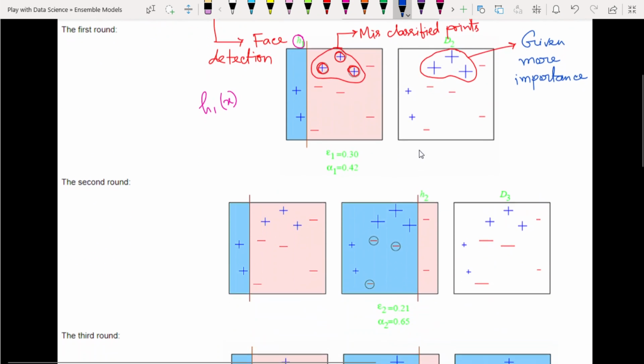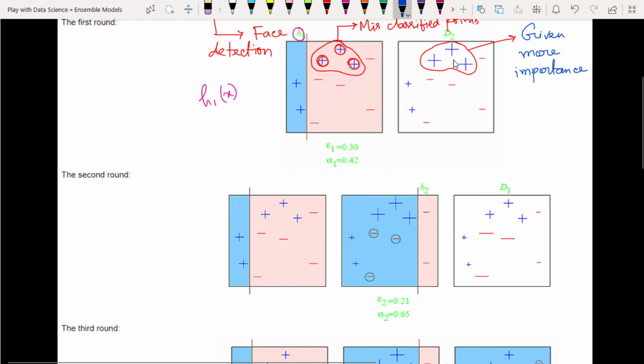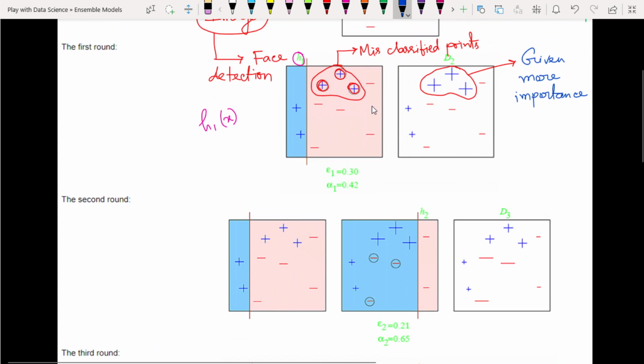In the next step, using this data set D2, we have to build the model H2. One thing we have to remember: we have given importance to the misclassified points, alpha 2. So we also have to find the weight of this classifier. This classifier is H1, and it does the correct job for all points except these 3 misclassified points.